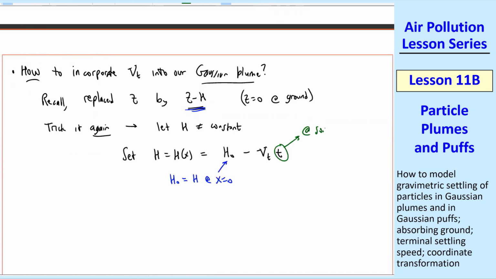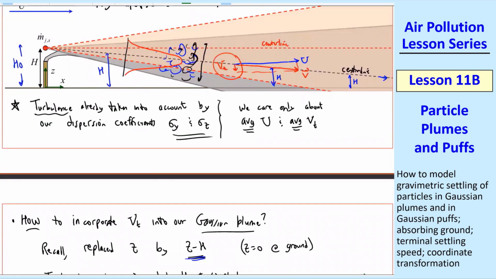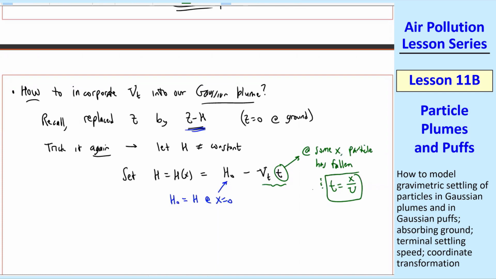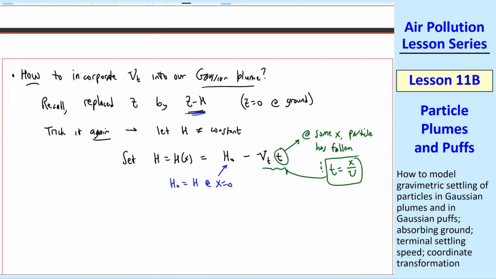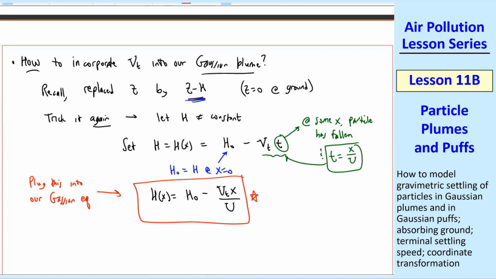And at some x, the particle has fallen this distance, and the time is just x over u, since the particle is moving at a constant speed u in the x direction. So let's substitute this into here, and we get our expression for h of x. Namely, h of x is h naught minus vtx over u. So plug this into our Gaussian equation. Everywhere we have an h, we're going to replace it with this expression for h of x.